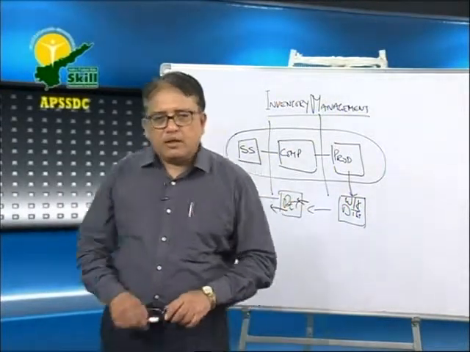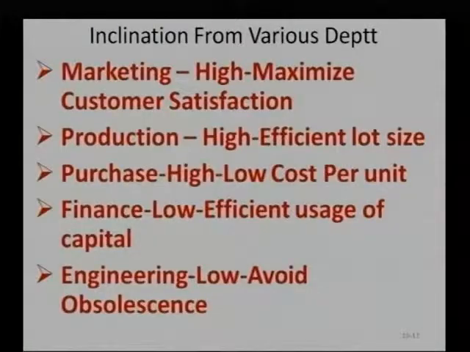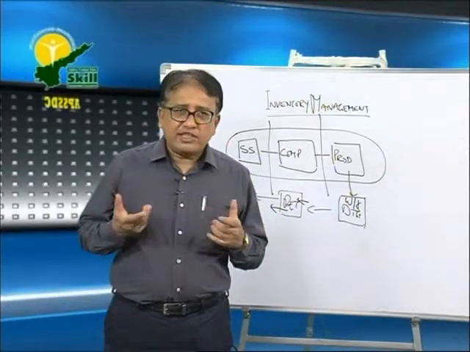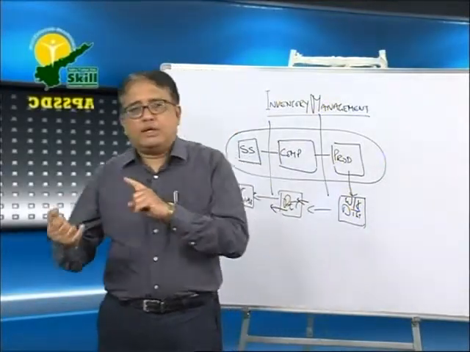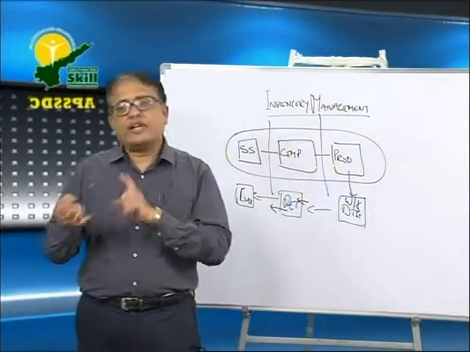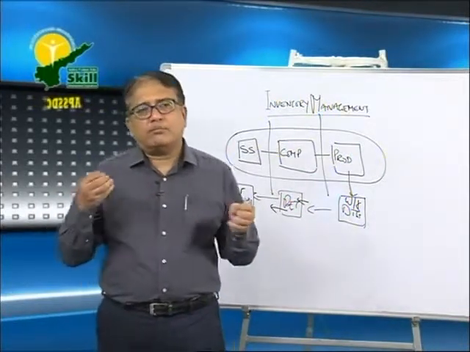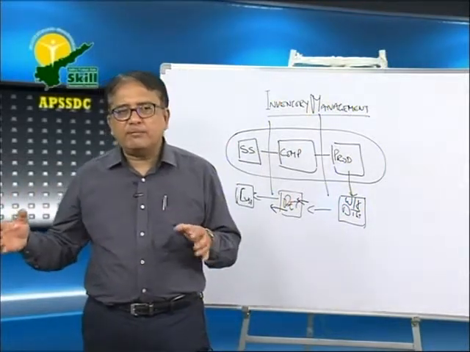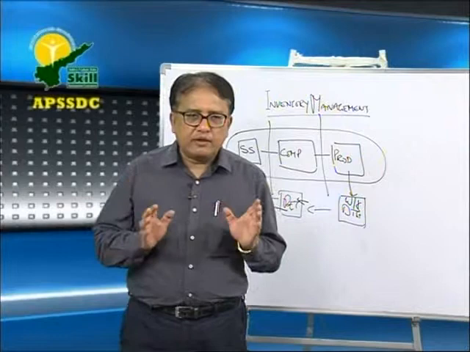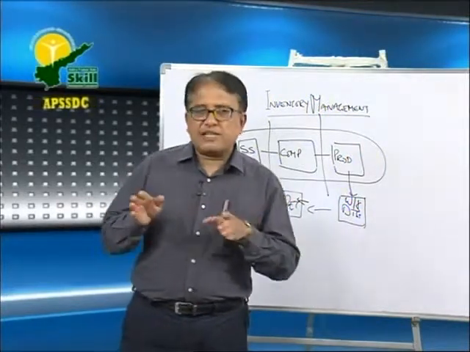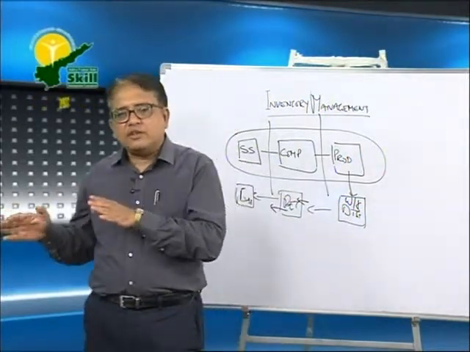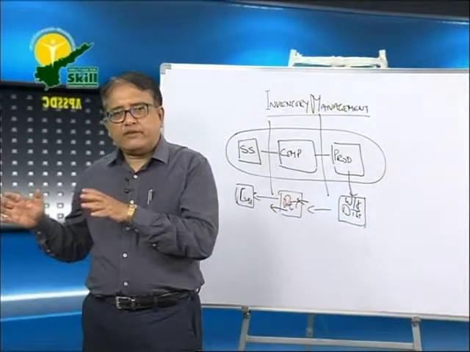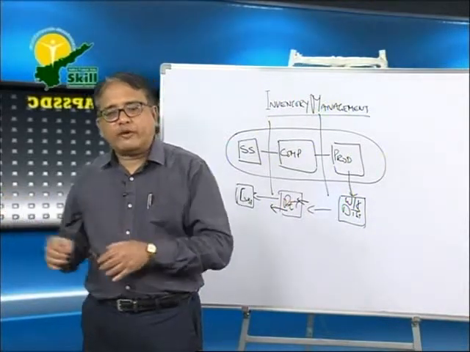This slide is extremely interesting and important. In every company you have different functional groups. What are these functional groups? It could be the marketing team, it could be the finance team, it could be the purchase, production, the architecture or the engineering team. Now everybody has a certain inclination towards inventory. When I say inventory, the volume of inventory.